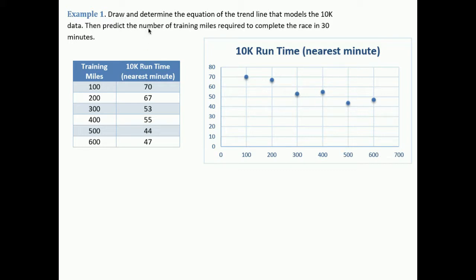It says draw and determine the equation of a trend line. Well, a trend line is going to be a line that fits this data. Notice this data is going down from left to right. By the way, remember, these are our training miles, and then this is the time it takes for a 10K. So those are the axes there. And so we can graph a line here. You kind of want it to follow the data.